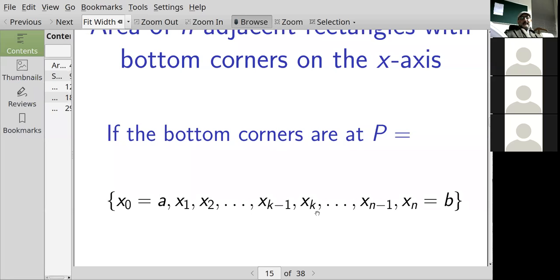They're laid side by side, all next to each other, adjacent to each other. And the base of the total runs from x0 equal to a to xn equal to b. So they cover the interval from a to b. I have n rectangles. The first rectangle's base on the x-axis runs from x0 to x1. The second rectangle runs from x1 to x2. The kth rectangle's base on the x-axis runs from xk minus 1 to xk. And the last rectangle runs from xn minus 1 to xn, which is equal to b.